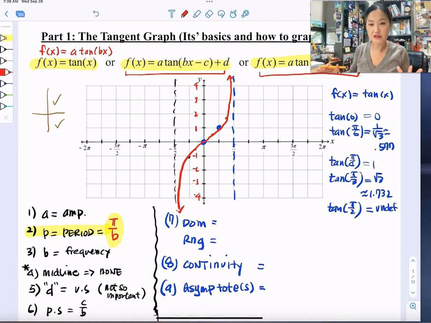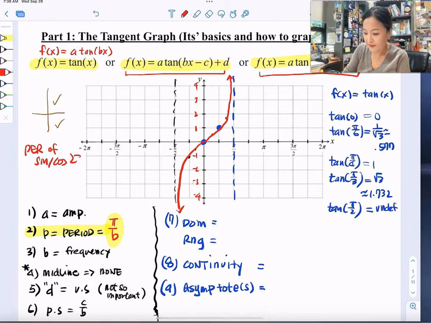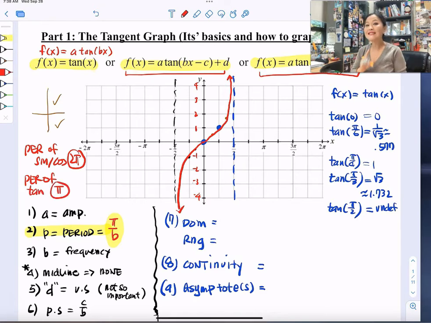Now, I want you to look at this. Tell me, what's the distance from asymptote to asymptote? You're right, it's pi. That's why the period of a tangent is pi over b. I don't know if you guys remember this, but the period of sine and cosine was 2 pi. But one period of tangent is actually pi. One complete cycle of a tangent graph or tangent function is pi. It's half of sine and cosine.